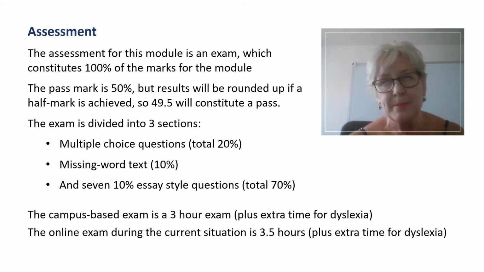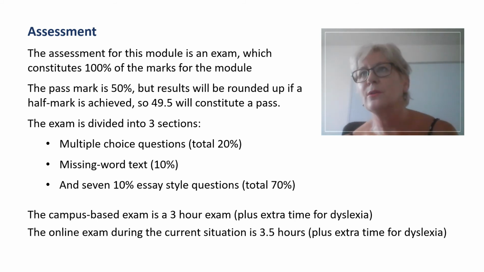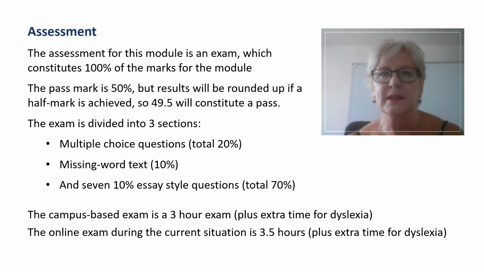The campus-based exam, so if we do it in a big hall in a normal exam style, it's 3 hours. Plus, if you have dyslexia, the usual extra time is 25%. So you get extra time if you have dyslexia. The online exam, because of it being online, we have added a half an hour. So it's 3.5 hours plus your extra time for dyslexia.